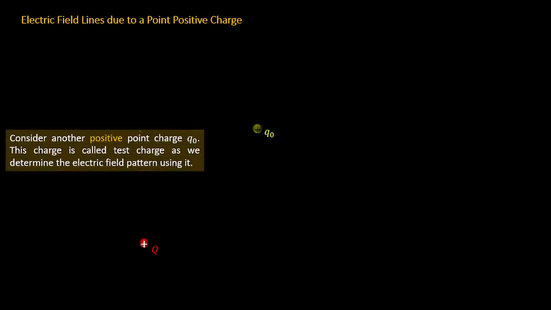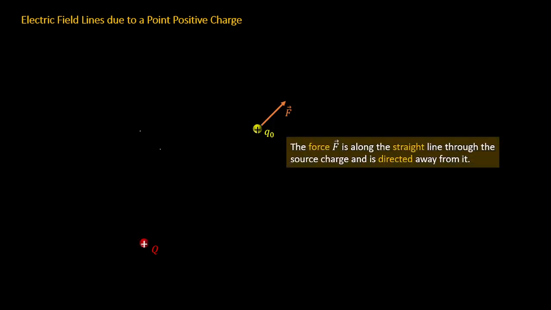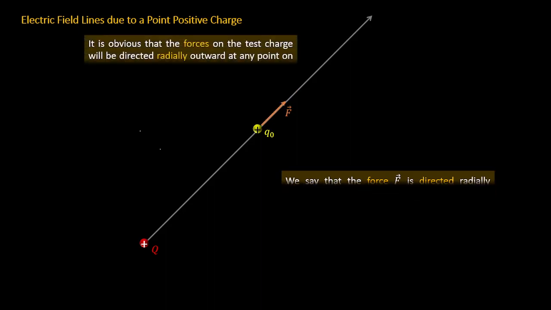Consider another positive point charge Q0. This charge is called a test charge as we determine the electric field pattern using it. The charge Q0 experiences a repulsive force F bar due to the source charge Q as both are positive charges. The force F bar is along the straight line through the source charge and is directed away from it. We say that the force F bar is directed radially outward from the source charge Q.